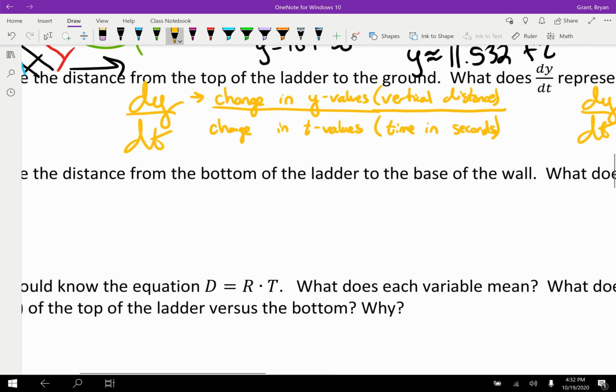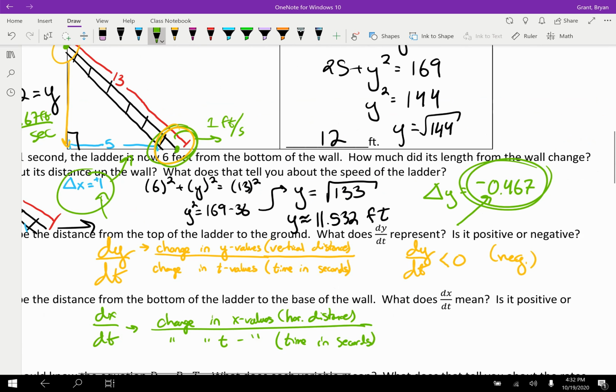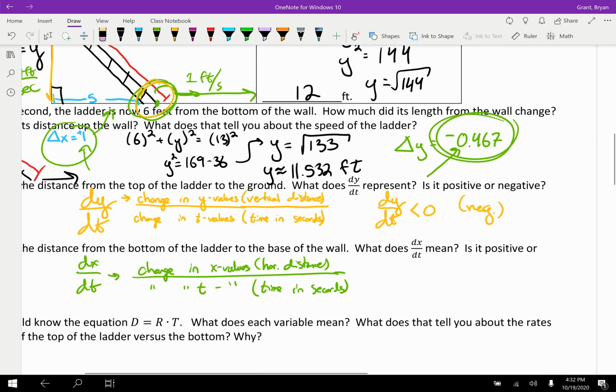Now, I have a feeling that you'll be pretty comfortable with the next part when we discuss dx/dt. Of course, this is going to be the change in the x values, which in this case is the horizontal distance, over the change in t values, which is, again, the time in seconds. Because we are pulling the base of the ladder away, that is increasing the x value, and anytime you have an increasing slope, an increasing derivative, that derivative will be positive. So dx/dt is greater than 0 in this case, or positive.